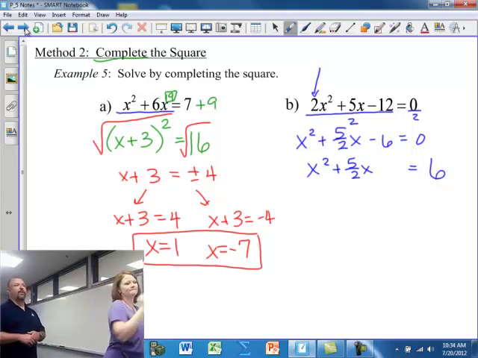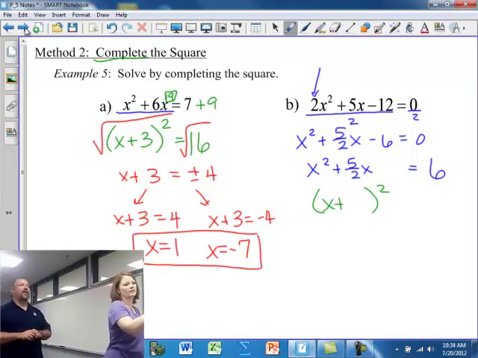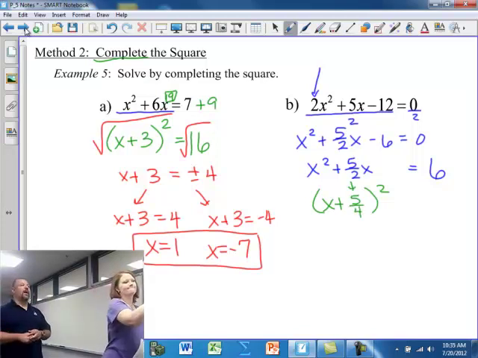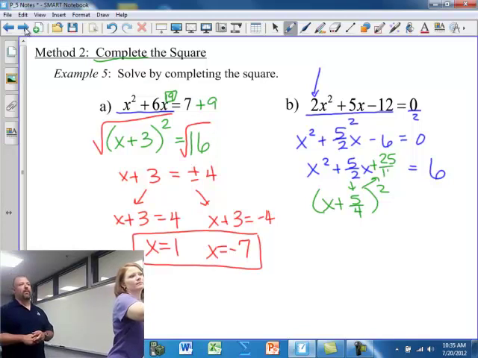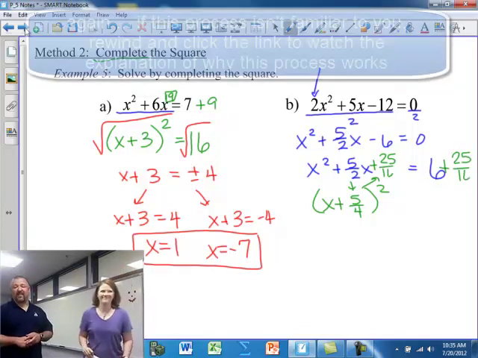And now again, we need to add something to both sides so that we have a perfect square on the left side. We're going to do that by taking half of 5 halves, which is 5/4. That's the number going inside the parentheses. Then we square that number, and that's what we add to both sides. We're going to get 25/16, and we add 25/16 to both sides.